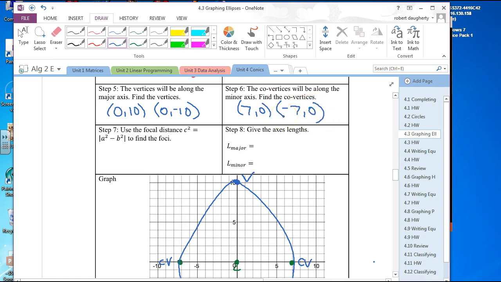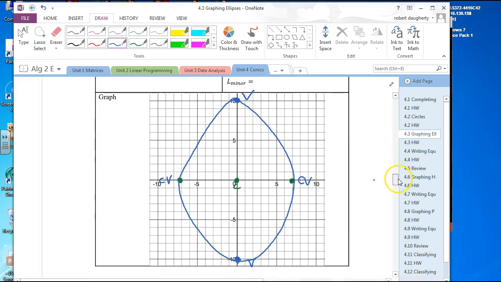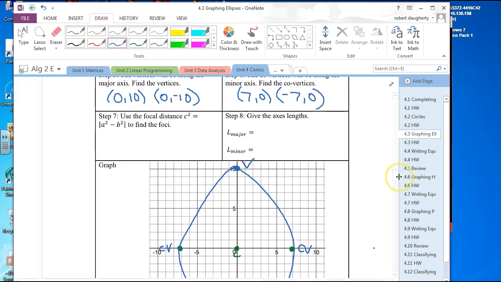Now, let's do number 8. What's the length of the major axis? Which axis is the major axis? The vertical. So it's what? 2 times, what's the length of it? 20. Yeah, the vertical axis is 20. What's the length of the minor axis? 14.